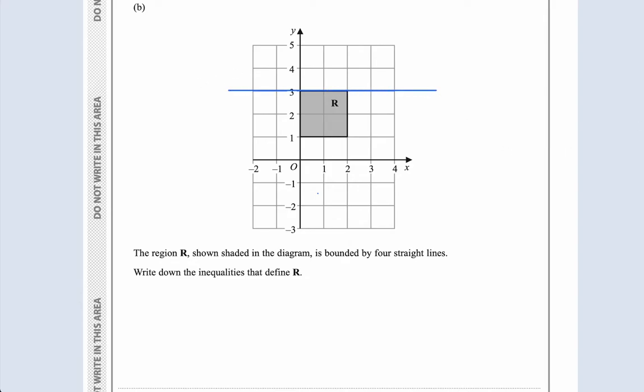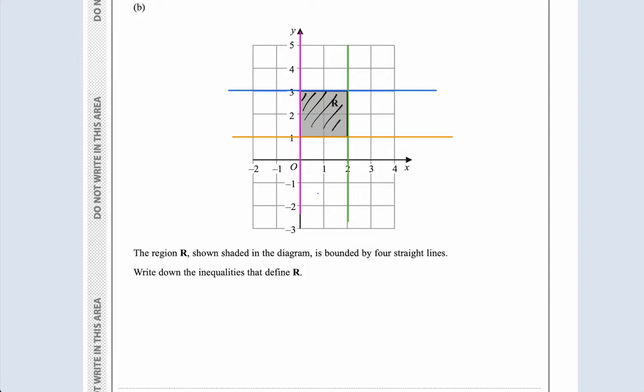So I have one line there, one line here, one line here, and one line here. Those are my 4 lines, and it's the region bounded between them. So this is the region.